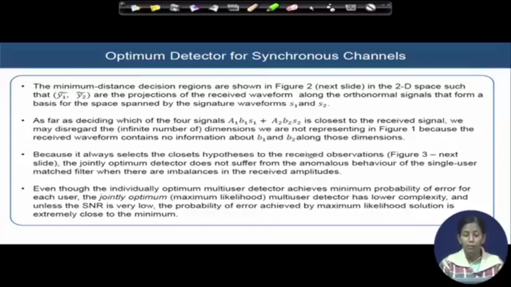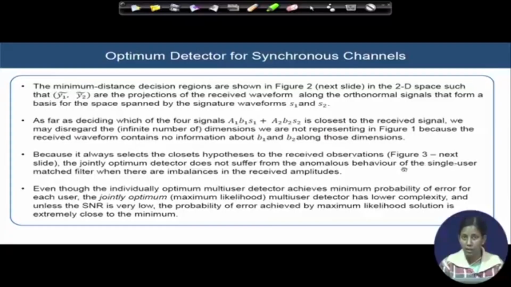So the jointly optimum detector does not suffer from the anomalous behavior of the single user matched filter based architecture. There is always a balance if you take the decision based on the single user matched filter output, a single observation output. The anomaly in behavior that we suffer there is avoided because the decision is made jointly over the 2 different users. So there is a balance incorporated in the whole decision process, and that is why the anomalous behavior can be avoided completely.